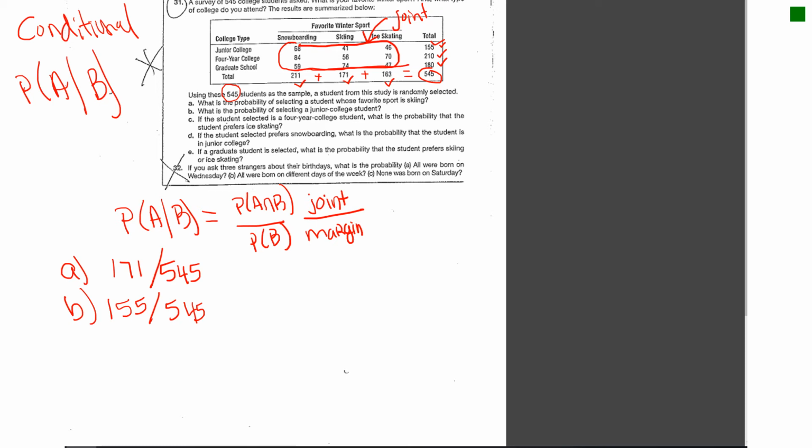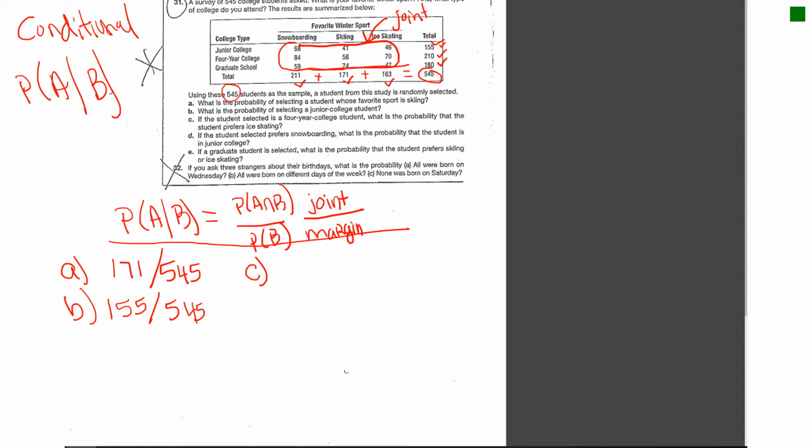Again, parts A and B were not asking about conditional probability, but simply asking about the margins. It's not until we get to letter C and so forth where we get to the conditional types of statements. That's this one that I started with in this problem. So on letter C, let's read it. It says, if a student selected is a four-year college student, stop right there, guys. That's said to be the given condition right there. That's going to be the condition. Then they want to know, what is the probability that the student prefers ice skating?